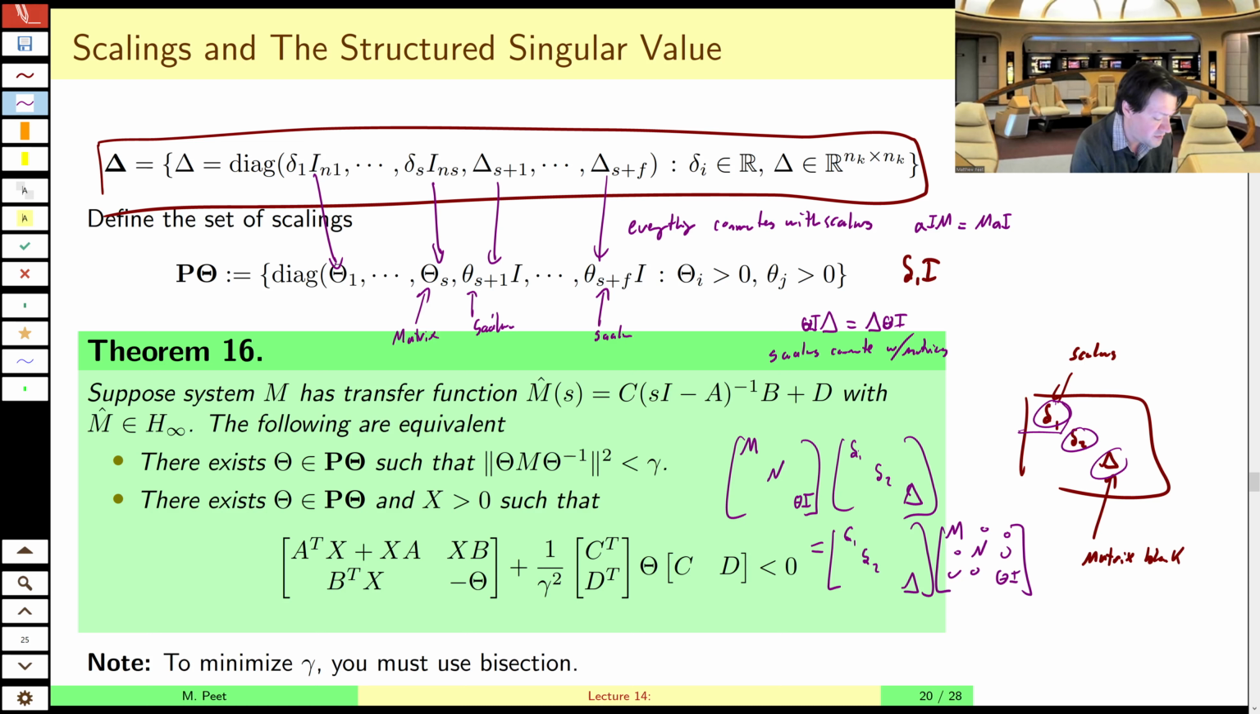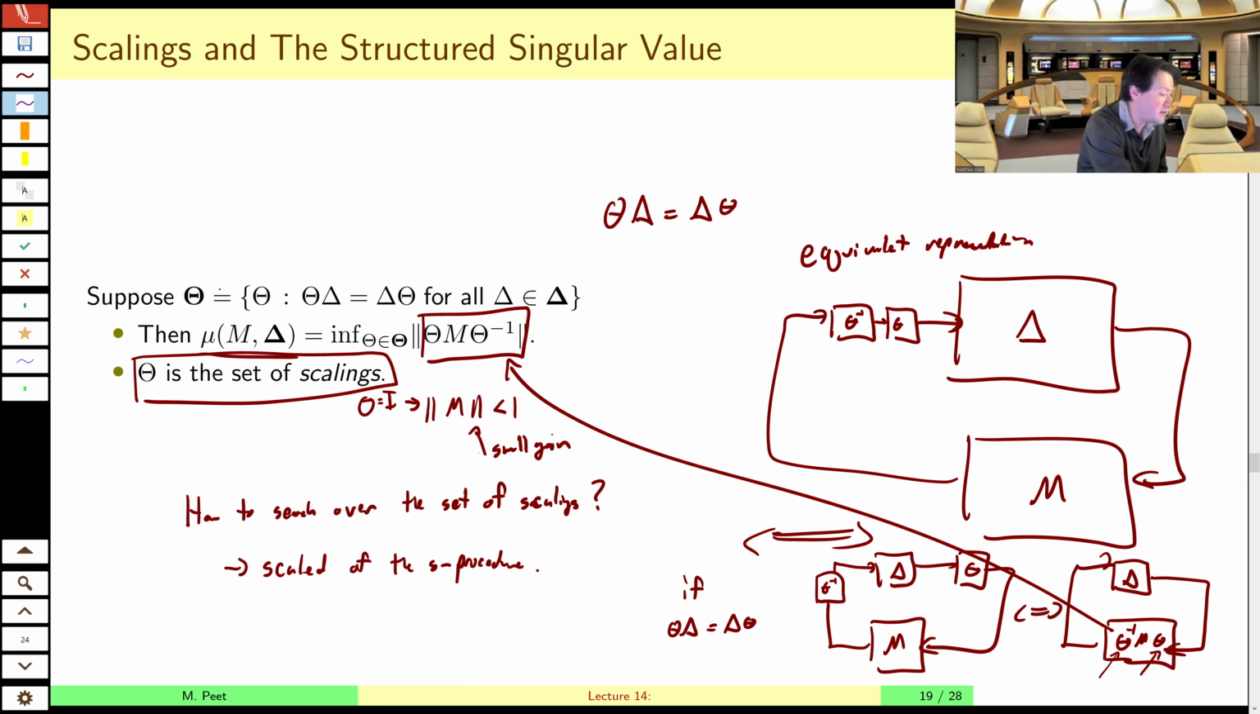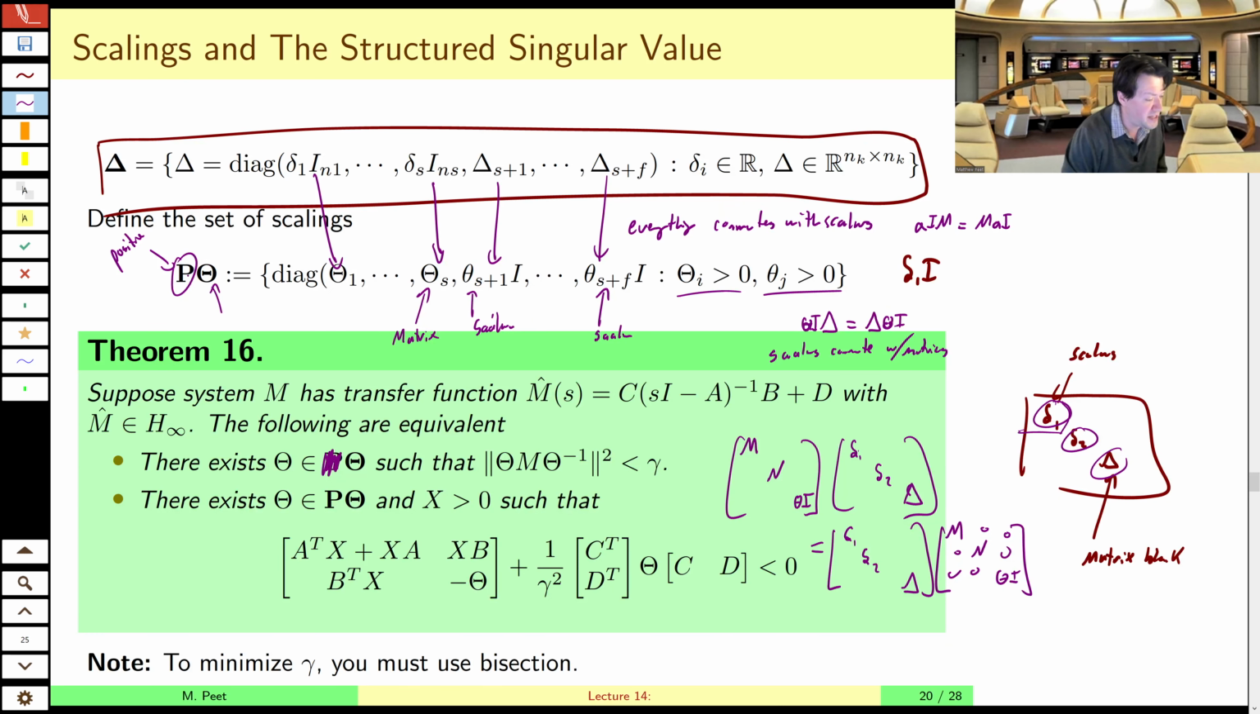Now we're going to add a little bit of an extra constraint, referring to P, which is that these parameters be positive. Why do we make them positive? Well, there's a couple of reasons: A, we can do it without conservatism, and B, because you can take the inverse of positive matrices. So the P refers to positive, and theta just refers to the set of scalings. So here we had just the set of scalings, and here we have the positive scalings.